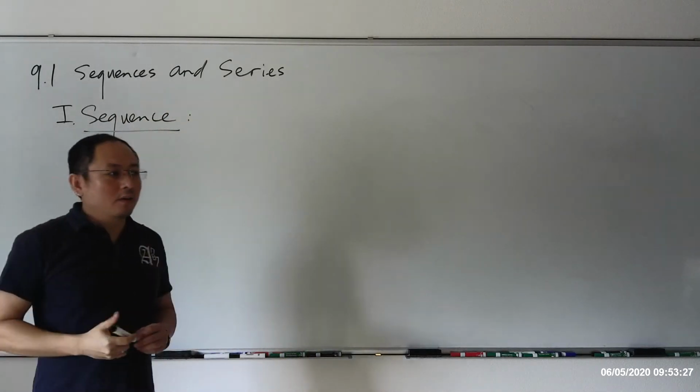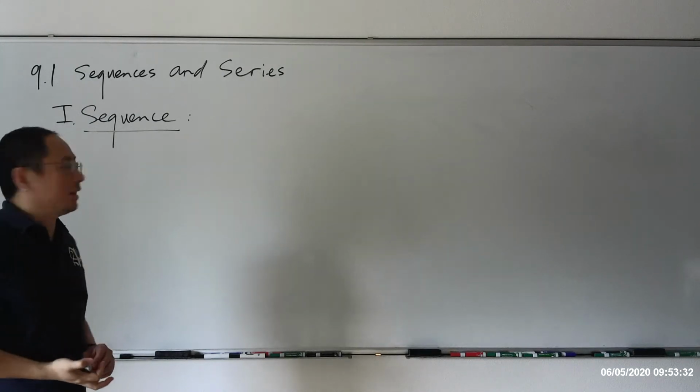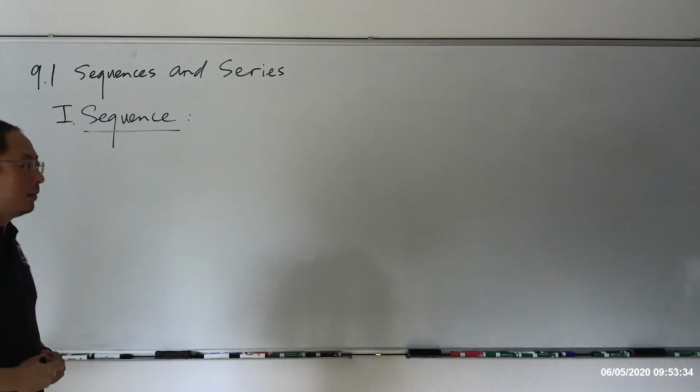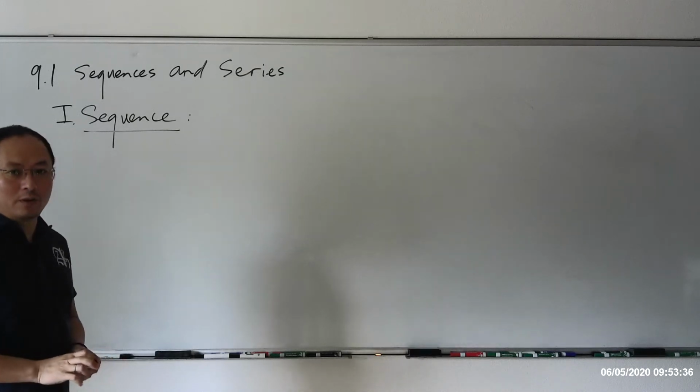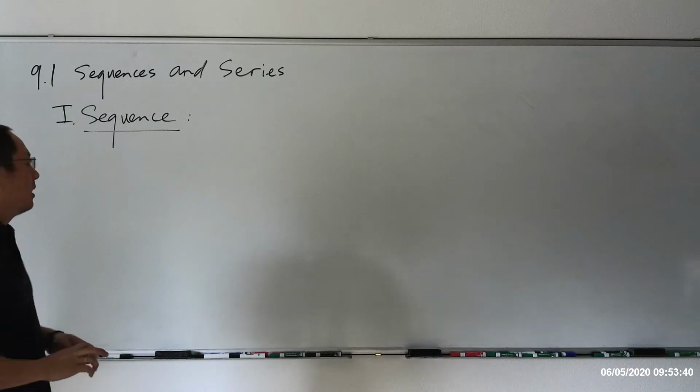Make it easy for you all. Just think of sequence this way. Sequence is a list of numbers. That's it. That'd be pretty simple. It's not like a formal definition, but at least it helps you to figure out what a sequence is about. It's a list of numbers.